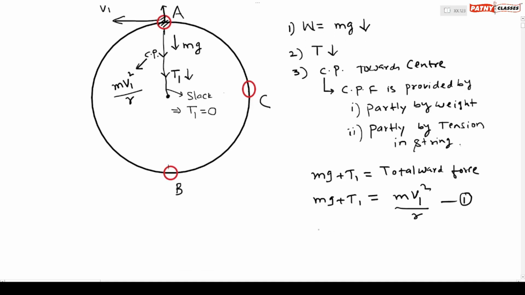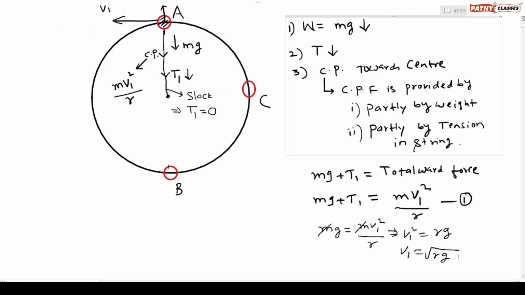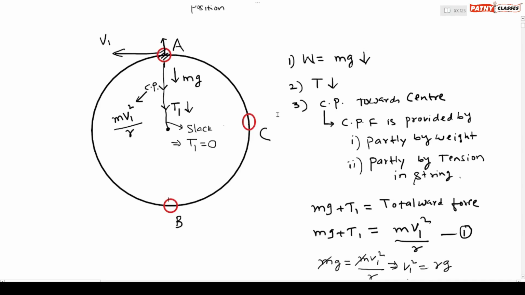Now putting T1 equals 0, we get mg equals m v1 square upon r. The m cancels on both sides, implying v1 square equals rg and v1 equals under root of rg. So at position A, the linear velocity of the object is v1, and the formula is v1 equals under root of rg. This is the minimum velocity of the object at position A.